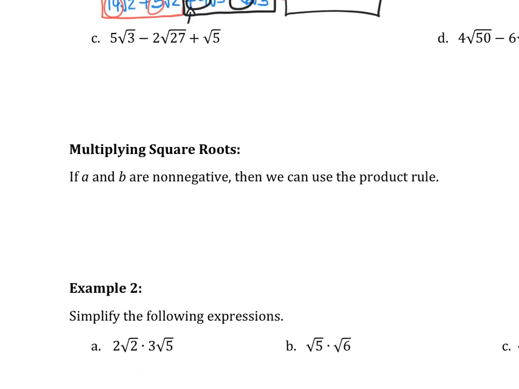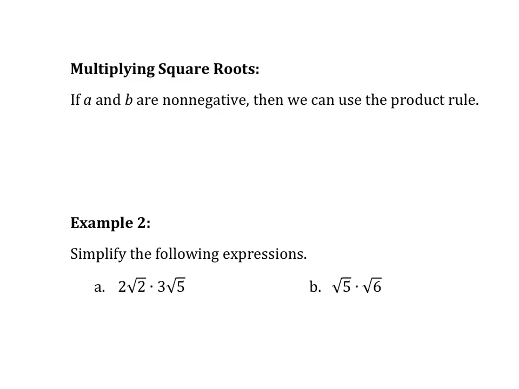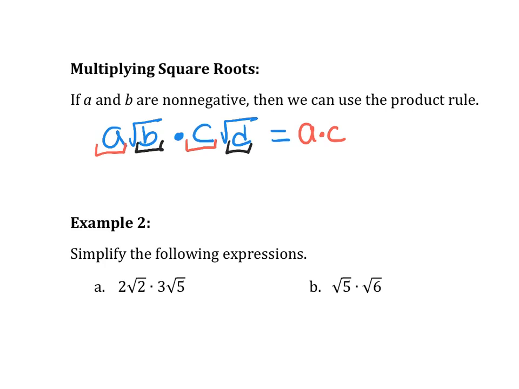Alright, I'm moving on to multiplying square roots. When we're multiplying, as long as we have non-negative numbers, we can use the product rule. If we had a square root b, where a is just a number and b is just a number, times c square root d, then with multiplication, we can multiply the numbers that are outside the square root together, and we can multiply the numbers that are inside the square root together under one big square root. And then you always need to see if you can simplify at the end once you do your multiplication.